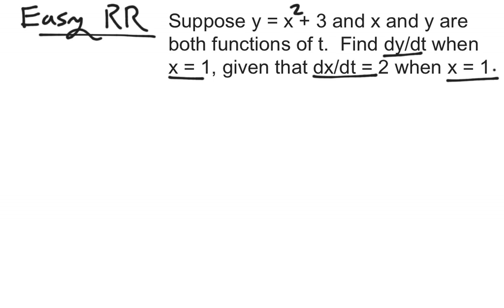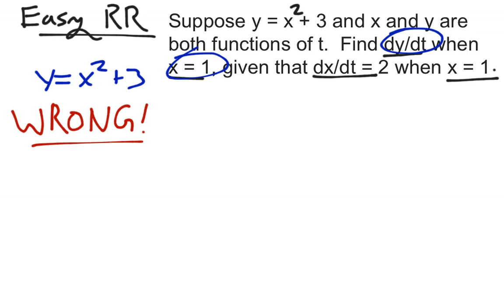We have the equation y equals x squared plus 3, and I know that I have to find dy/dt. And I know that x is going to equal 1 at some point. Now you might be tempted to do this one of two ways. The first way that I will show you is wrong. Please don't do it this way.